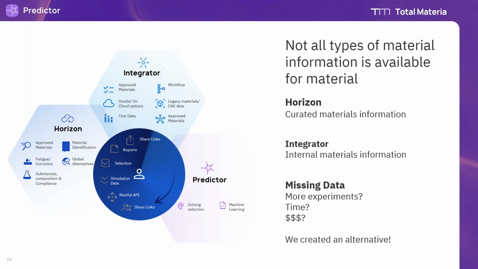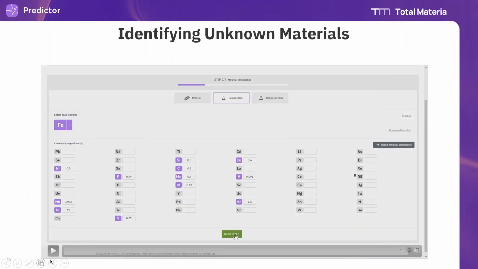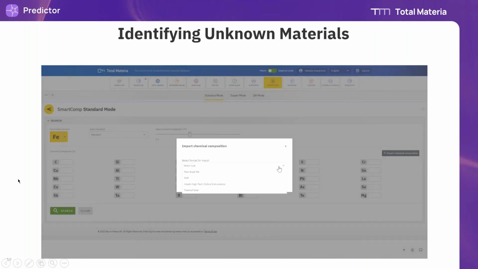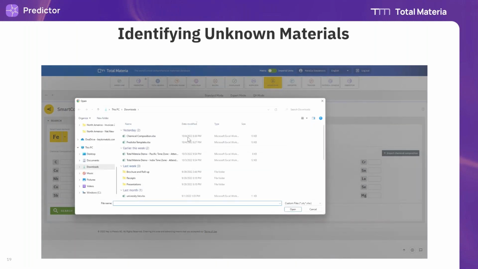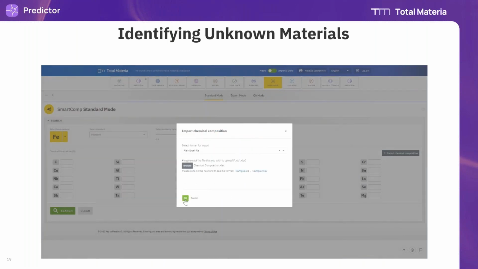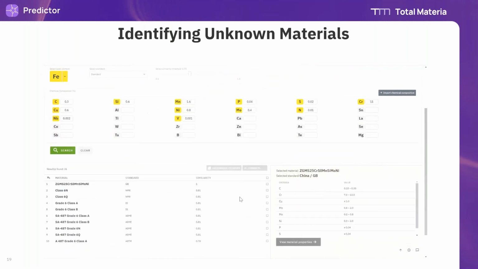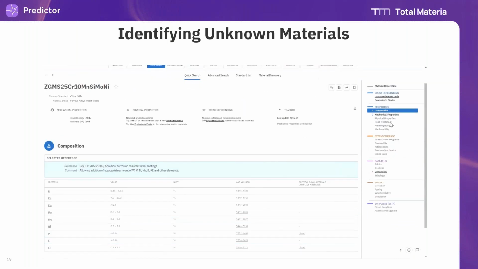Still, there are some missing data. More experiments, time and money to spend. Now we create an alternative for you. Identifying unknown material has been a tool in Total Materia since 2007 with Smart Comp. As you can see, you can import some chemical composition of the material, and Total Materia can tell you what material this is, comparing thousands of materials to find the best candidate, the most suitable one, just like the composition that you provide.